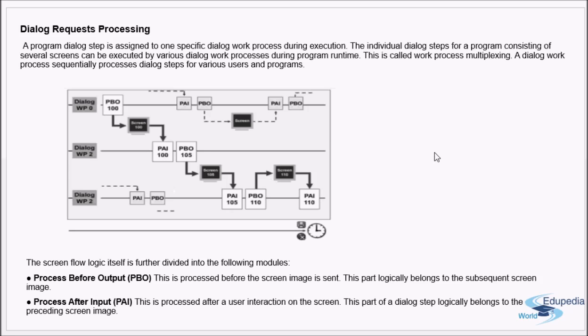So in an entire ABAP transaction, you can have your transaction processed by n number of dialog work processes. This is known as work process multiplexing. That is how a dialog work process works in an SAP system. And the first and the last screens are defined by these two modules, PAI and PBO.